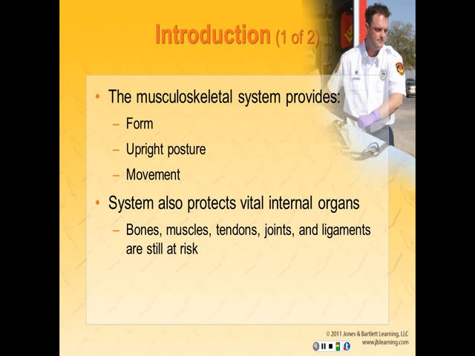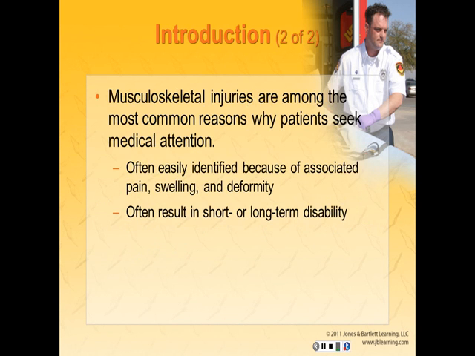The musculoskeletal system is an important part of our body. The human body is a well-designed system in which form, upright posture, and movement are provided by the system. The system also protects the vital internal organs of the body. However, bones and muscles are susceptible to external forces that can cause injury. Also at risk are the tendons, joints, and ligaments.